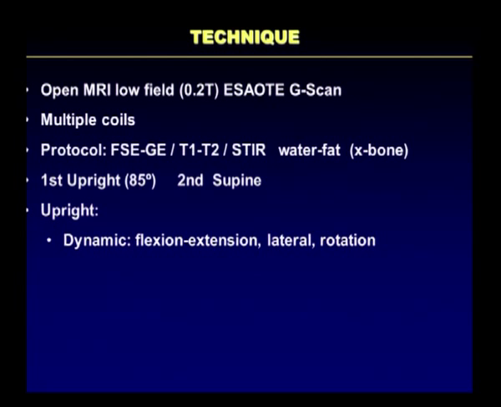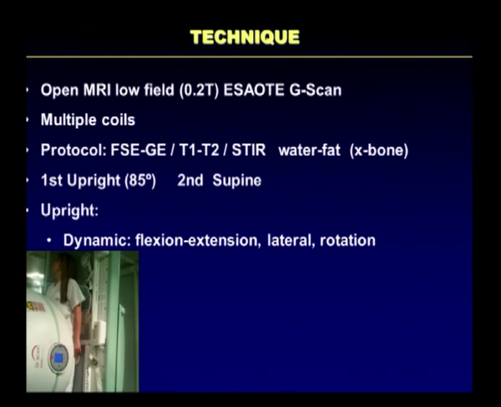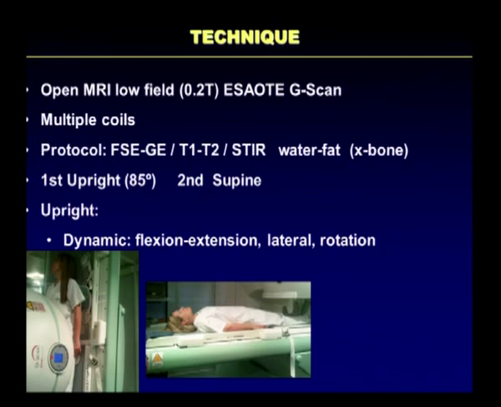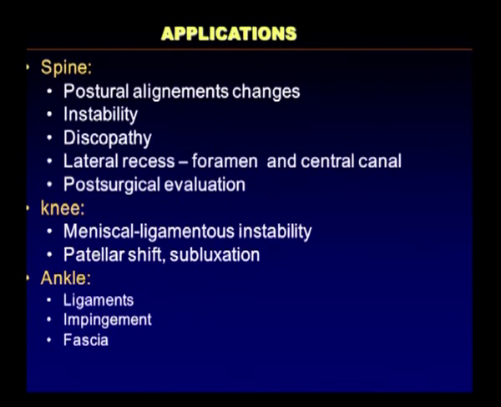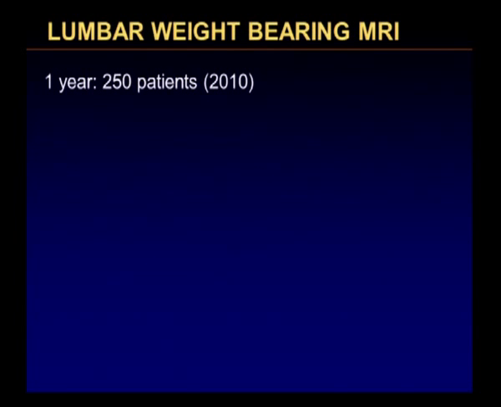We first start with an upright position, and then we perform the second examination in the supine position. It can be performed with dynamic maneuvers, either standing or supine, and for the cervical spine in the sitting position. We'll see different applications in the spine, in the knee, and in the ankle.